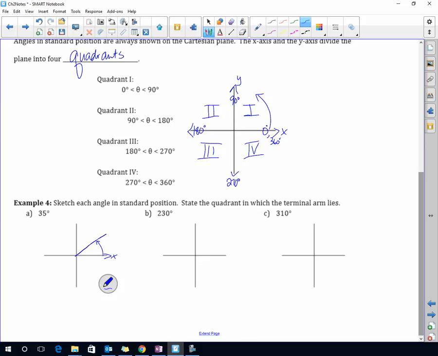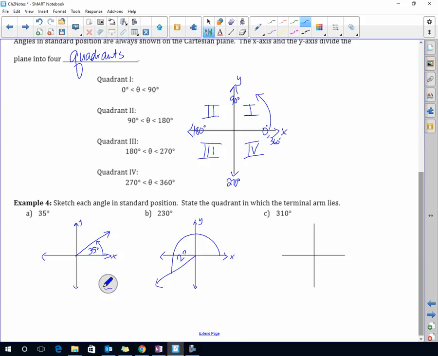So, what quadrant would 230 degrees be in? Well, 230 is between 180 and 270. So I would make it all the way into the third quadrant. Now this is just approximate, of course. I didn't actually take a protractor and measure it. I'm just trying to say what quadrant it's in. Quadrant 1, this would be quadrant 3.